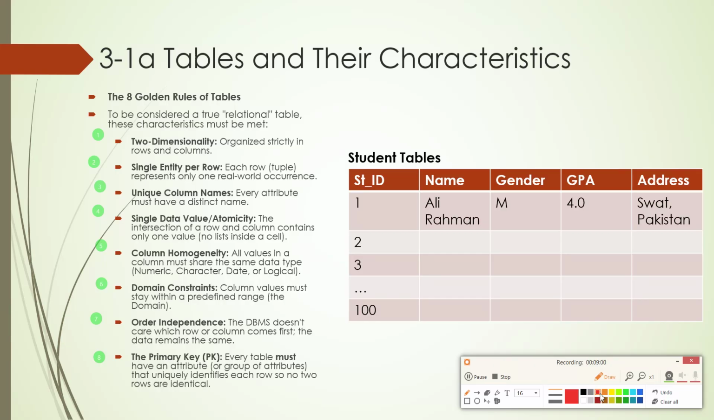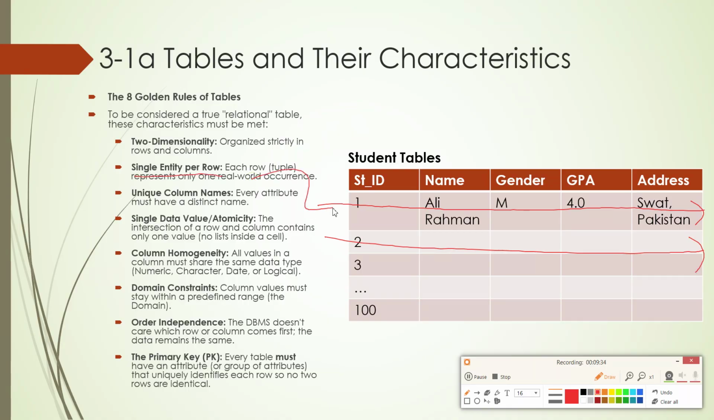Two-dimensional. By two-dimensional we mean that this is one dimension, the column, and this is the second dimension. So a table should have a two-dimensional representation. The second rule is single entity per row. By single entity per row we mean that this is the data of one student, this is the data of another student. So one row will represent the data of only one student.